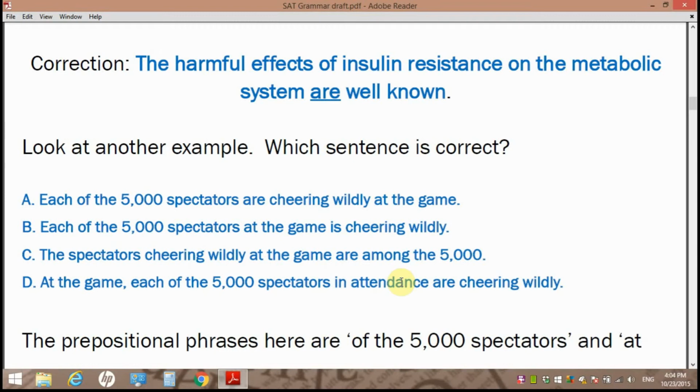A lot of times on the SAT, they will give you 2 options for the singular form of the verb and 2 options for the plural. So you will really need to narrow down what the subject is and whether or not the subject is singular or plural and go from there.